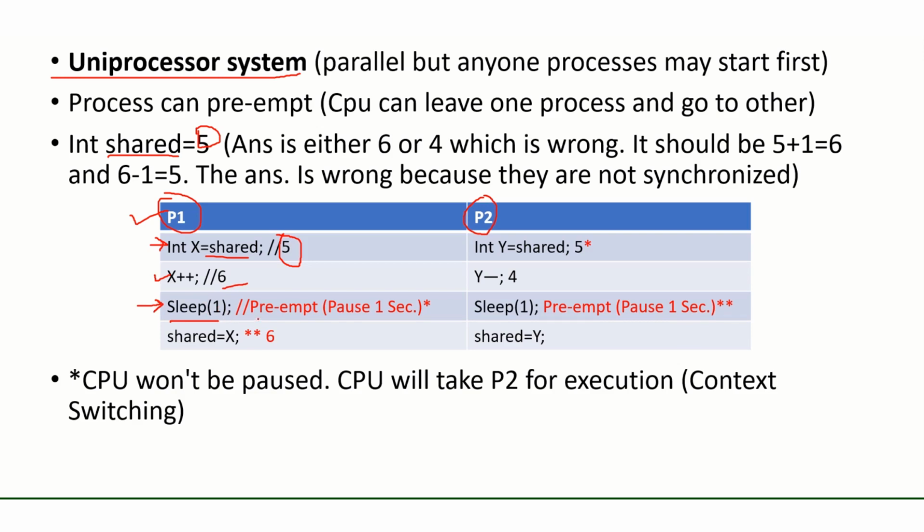We have learned the concept of preemption. So here the CPU will do the context switching. Context switching means the CPU will start executing the next available process. So the next available process is P2. From here the control will go to P2. So what is the first statement in P2? Here again there is a local variable y which is equal to shared. The value of shared is 5.